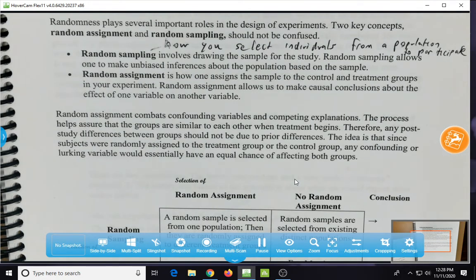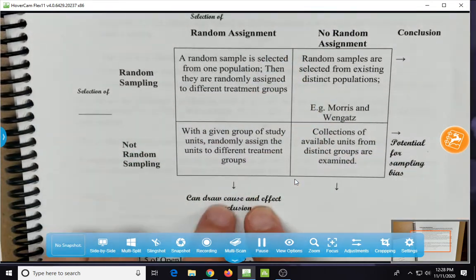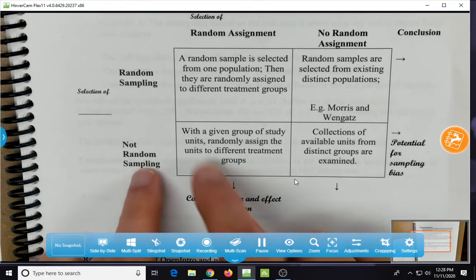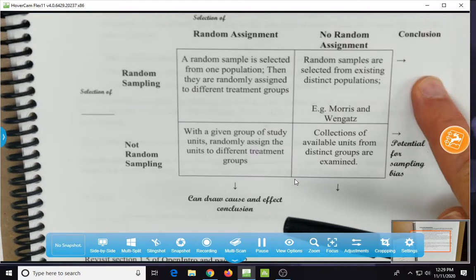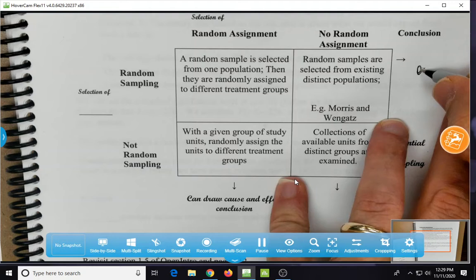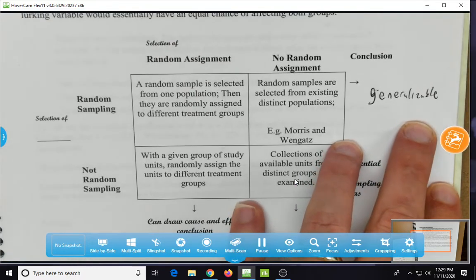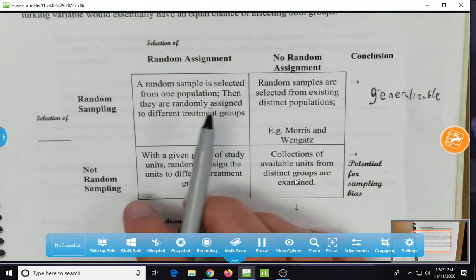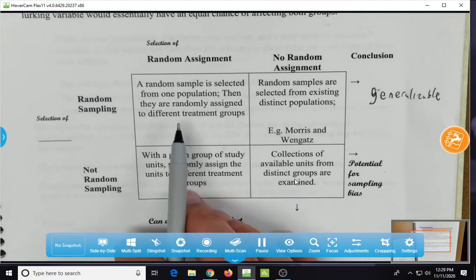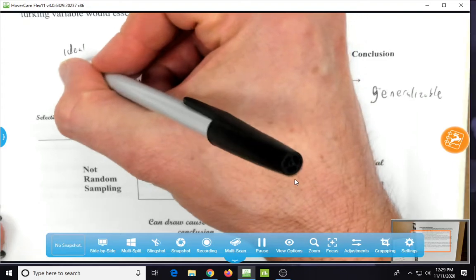So if you take a look at this, here you have random assignment, and the reason you want random assignment is you can draw cause and effect conclusions. And then random sampling is to get something that is generalizable. If you select a random sample from one population, and then they're randomly assigned, this in some sense is the ideal experiment.